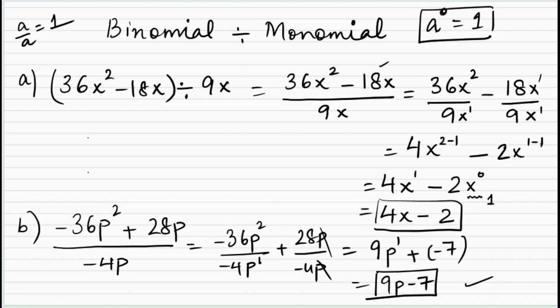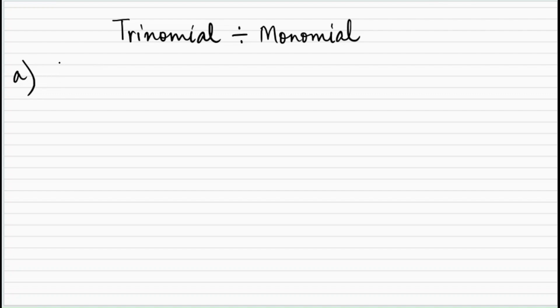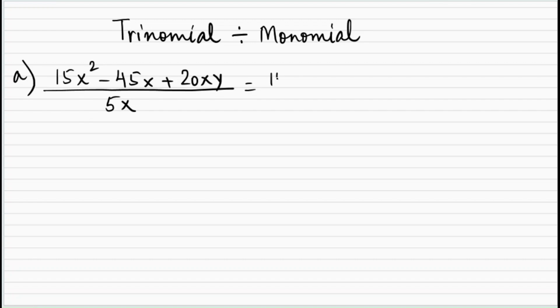Let's take the next case when we are dividing a trinomial by a monomial. First example, 15x square minus 45x plus 20xy divided by 5x. Separate the terms. 15x square divided by 5x, minus 45x divided by 5x, plus 20xy divided by 5x.